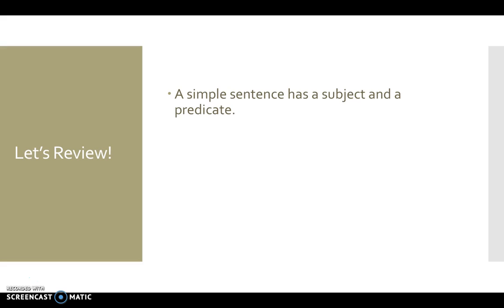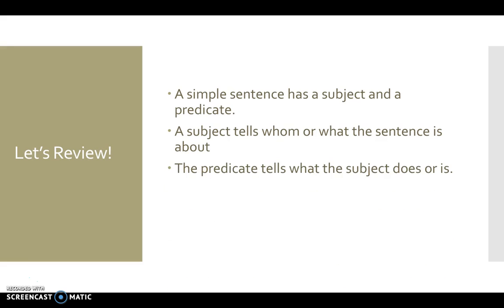A simple sentence has a subject and a predicate. That means it has two things, both the subject and a predicate. The subject tells whom or what the sentence is about. That's when you ask yourself, what is this sentence about? And that answer is your subject. The predicate tells what the subject does or is.